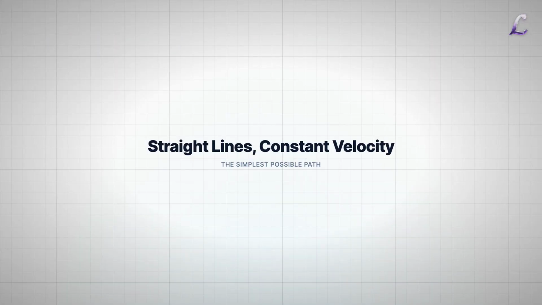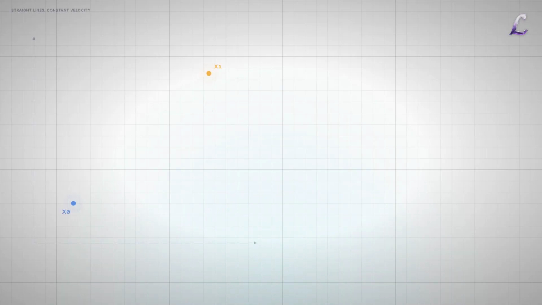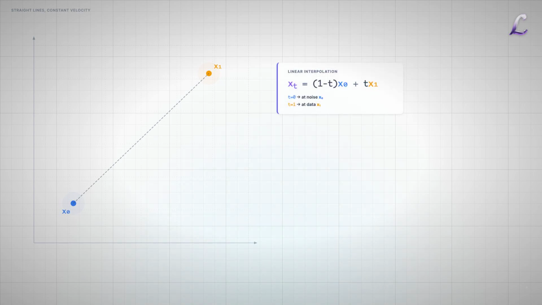Let's look at the math for that single line. We define the position x sub t as a linear interpolation, 1 minus t times x0 plus t times x1. At time 0, we're at noise. At time 1, we're at data. Now, what is the velocity? Velocity is just the time derivative of position. Take the derivative of x sub t with respect to t, and the result is simply x1 minus x0. That's it. The target velocity for our network is just the vector pointing from start to finish. It's constant in time.